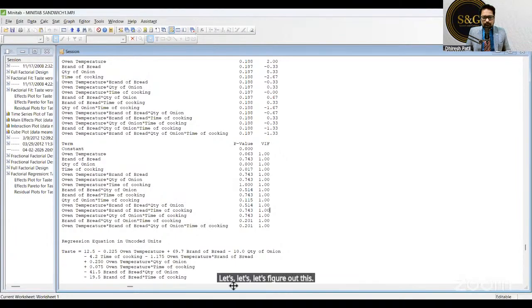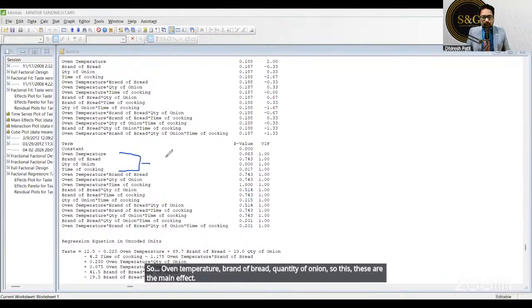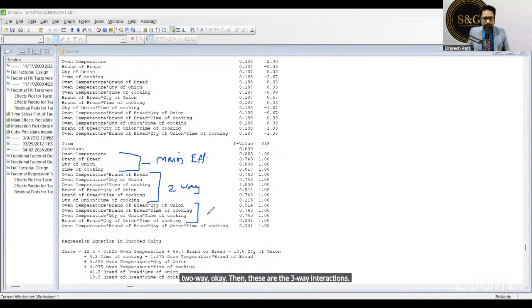So oven temperature, brand of bread, quantity of onion. These are the main effects. Then these are the two-way interactions. Then these are the three-way interactions. And this is a four-way interaction.